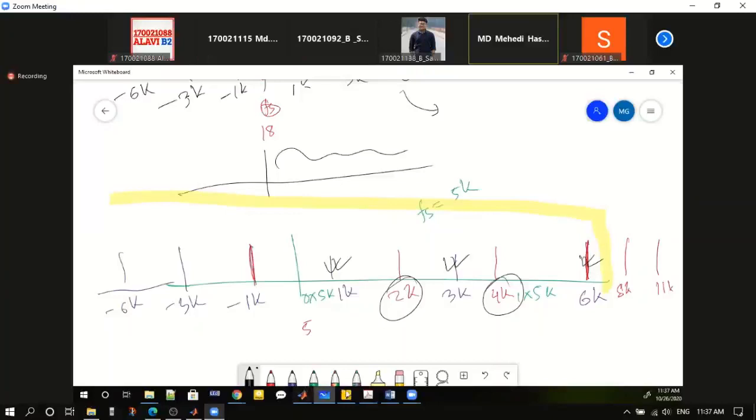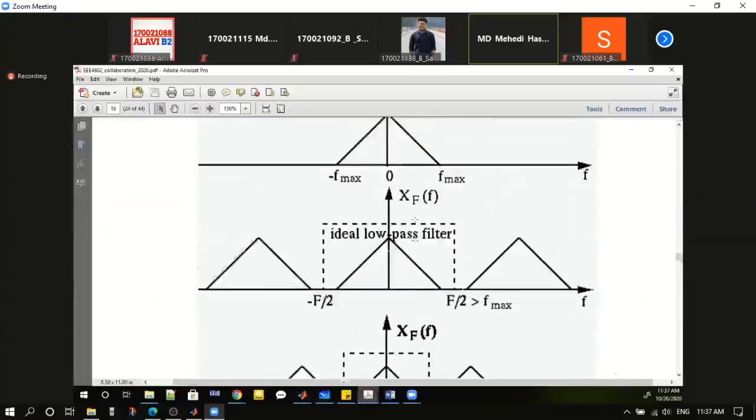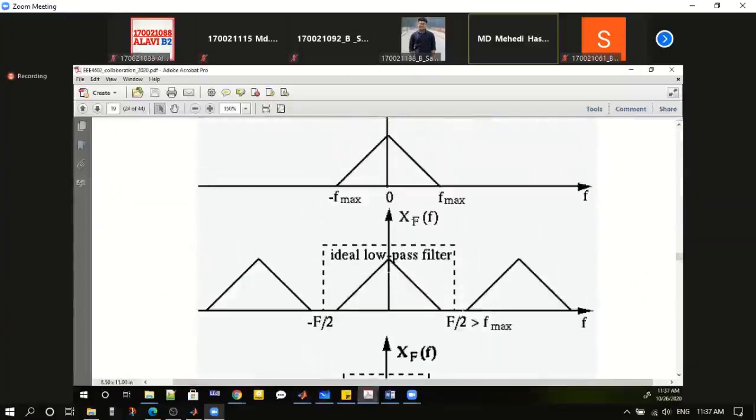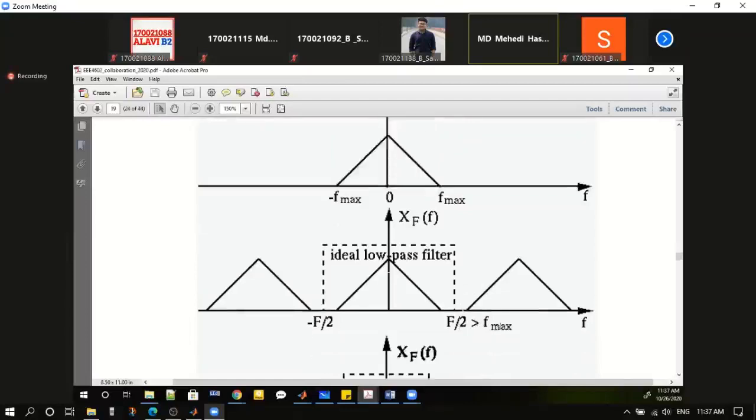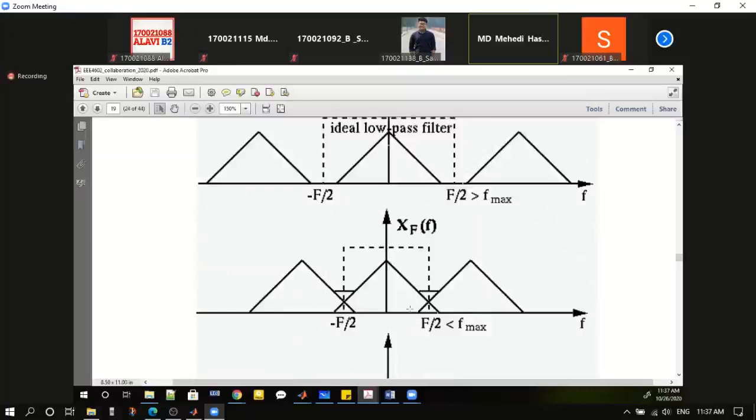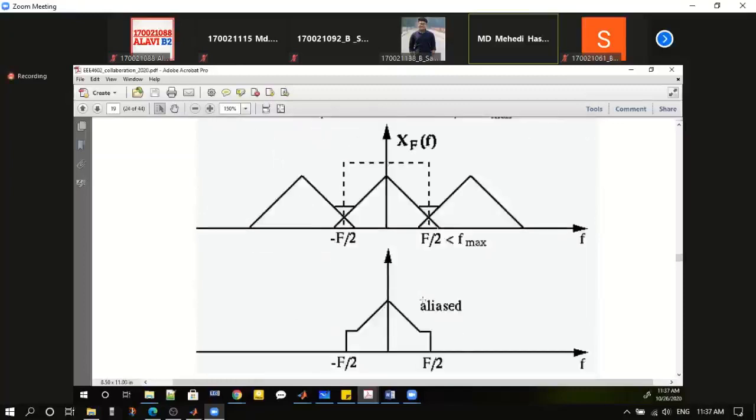Is it clear to all of you? So this is the main purpose of this one. You can see that when your sampling frequency is greater than two times F max, the maximum frequency of the original signal, you don't have the aliasing effect. When that is not happening, then you have the aliasing effect. Is it okay to all of you?